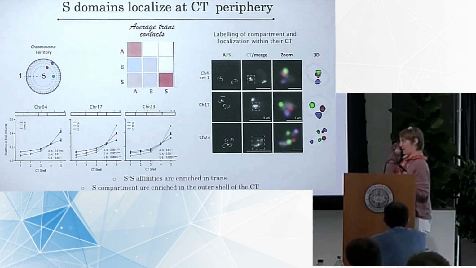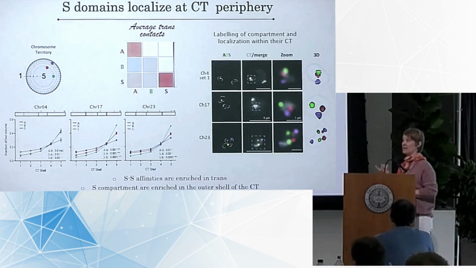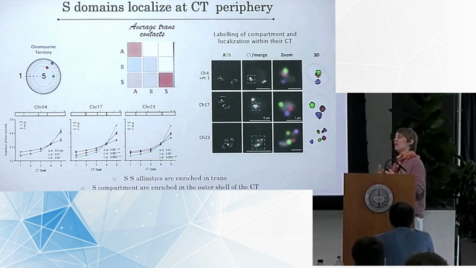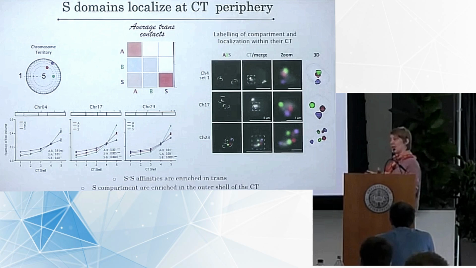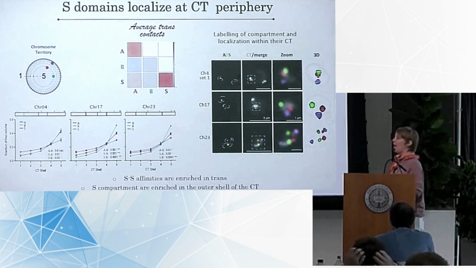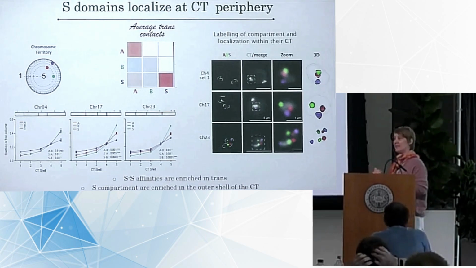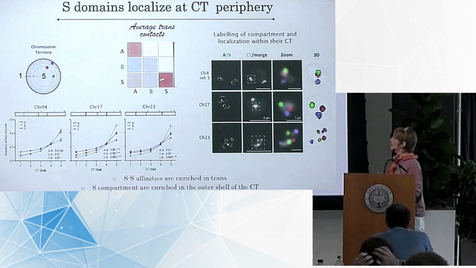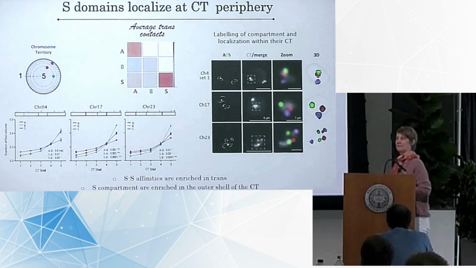If you heard Emily yesterday, this is also consistent with the modeling that they brought, which showed that extrusion in this compartment could be enough of a force to drive this relocalization. It's also consistent with the contact pattern of this S compartment, which, although really depleted inside the chromosome in cis, seem to be enriched in trans.